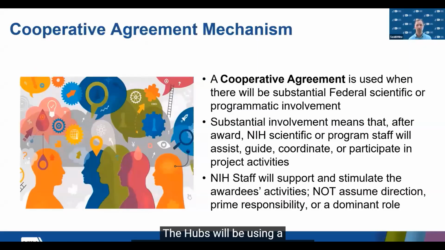The hubs will be using a cooperative agreement mechanism. A cooperative agreement is used when there will be substantial federal scientific or programmatic involvement, which is the case for this initiative. Substantial involvement means that post-award, NIH scientific or program staff will assist, guide, coordinate, or participate in project activities. The NIH staff will support and stimulate the awardee's activities. They will not assume direction, prime responsibility, or have a dominant role. Next slide, please.